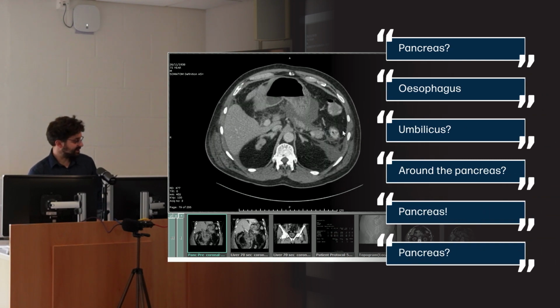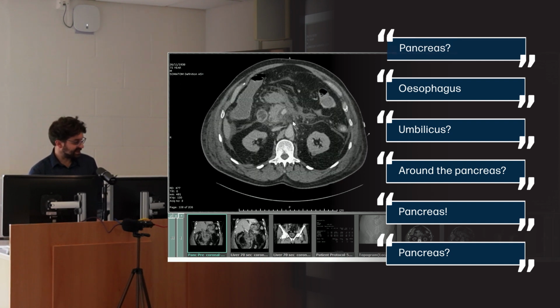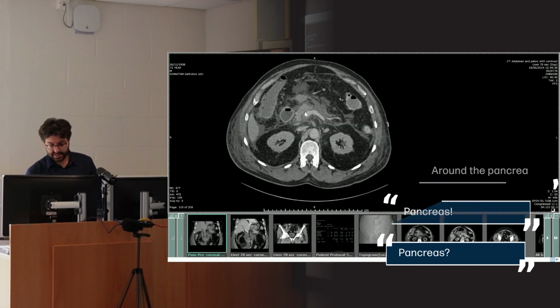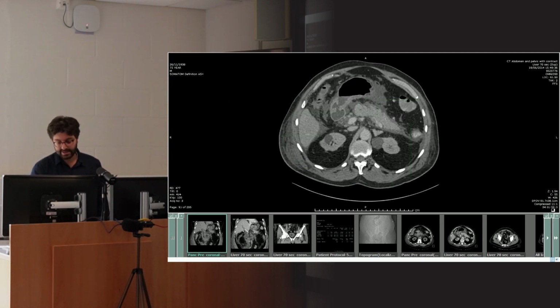See if anyone's got any ideas. Well, pancreas, absolutely. Yeah, we've got a few pancreases. So this is centered around the pancreas. Now, the pancreas can be a bit of a tricky organ to assess on CT because its anatomy is less easy than some of the other organs.